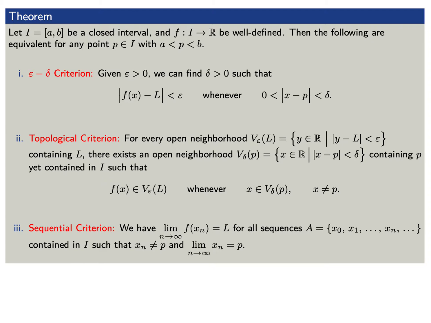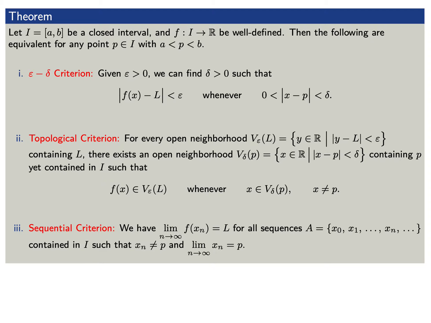Then the following three statements are equivalent for any point p in the interior of the closed interval. That is, p is between a and b. First, we have the epsilon delta criterion. This states, given a positive epsilon, we can find a positive delta such that, in absolute value, f of x minus L is less than epsilon whenever x minus p is between 0 and delta.